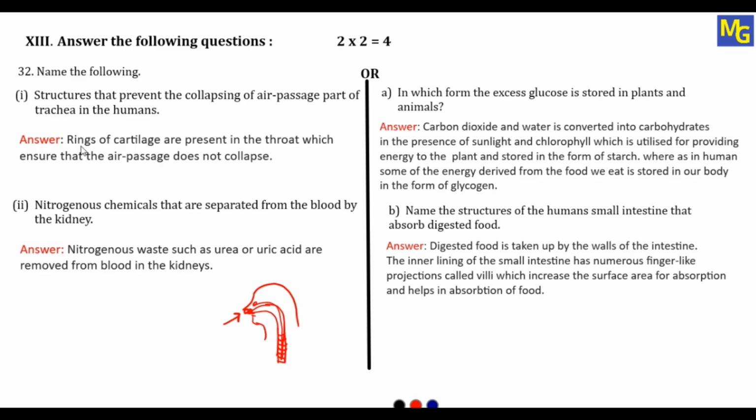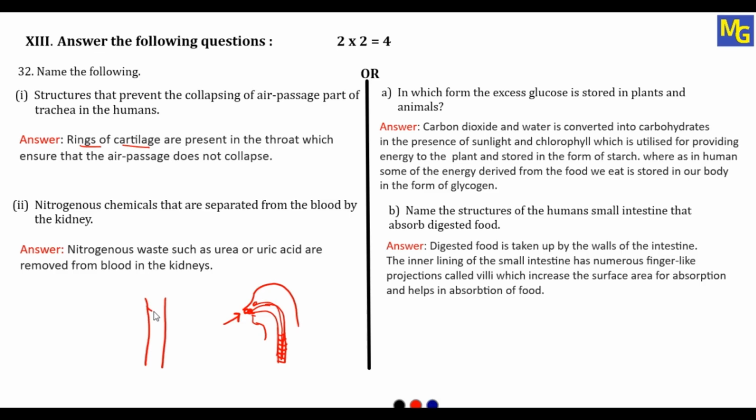You can see the answer. Rings of cartilage are present in the throat, which ensure that the air passage does not collapse. So I'll show you once again. So this is the passage. Imagine this is the passage called trachea, which is also called the air passage, which is present in the throat.